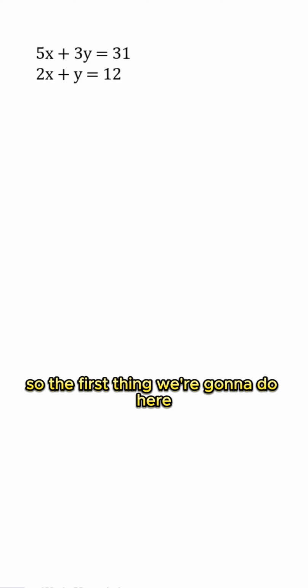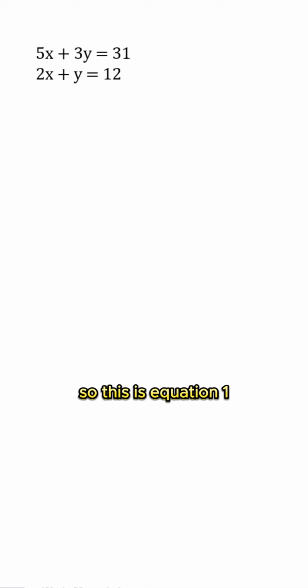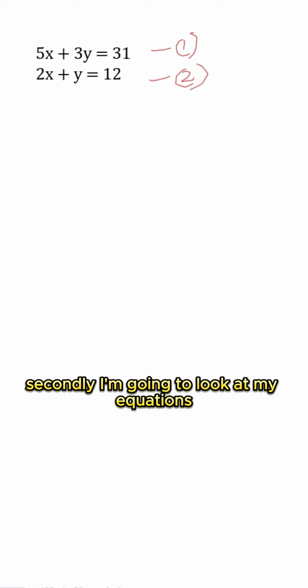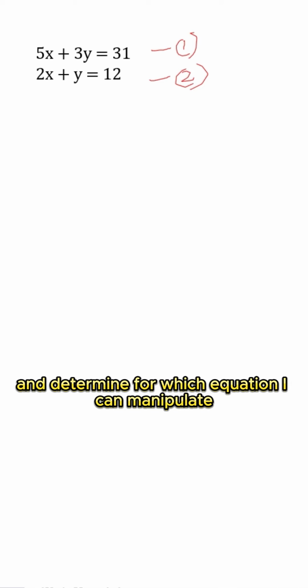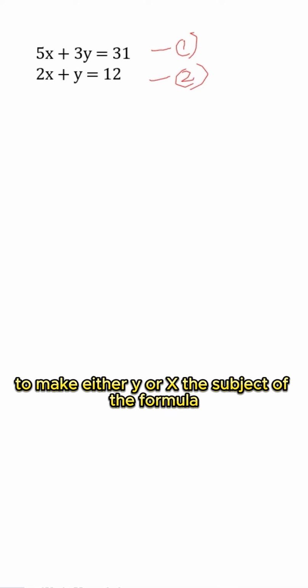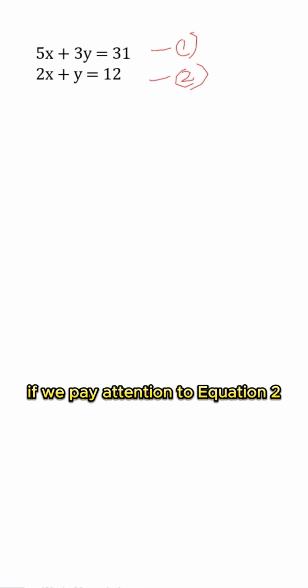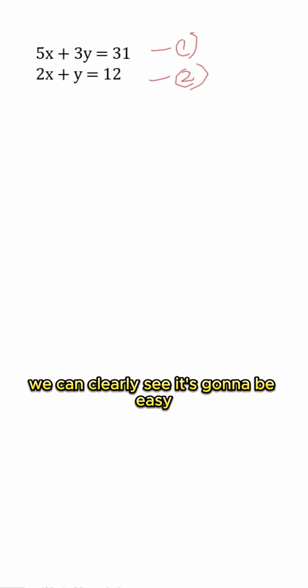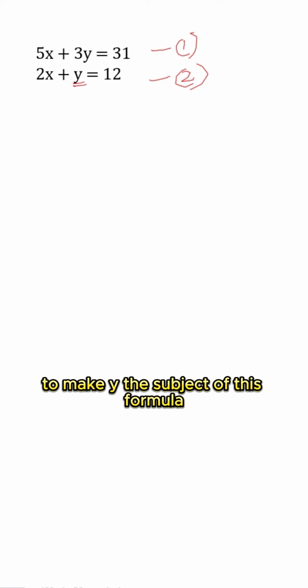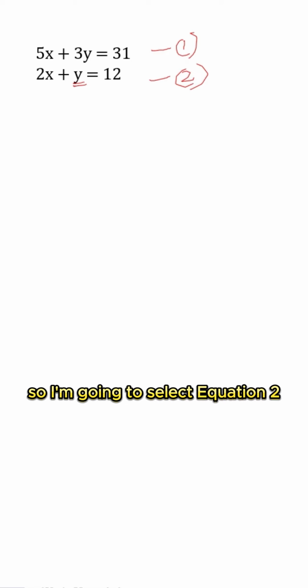So the first thing we're going to do here is label the equations. So this is equation 1 and this is equation 2. Secondly, I'm going to look at my equations and determine which equation I can manipulate to make either y or x the subject of the formula. If we pay attention to equation 2, we can clearly see it's going to be easy to make y the subject of this formula. So I'm going to select equation 2. From equation 2, I am going to make y the subject of the formula.